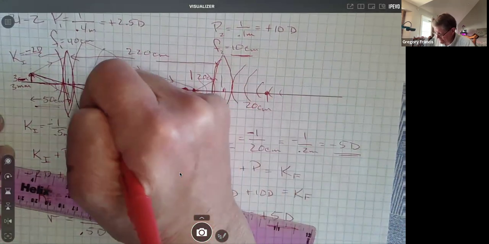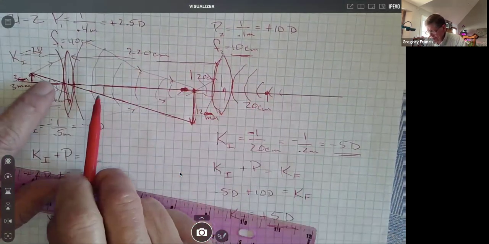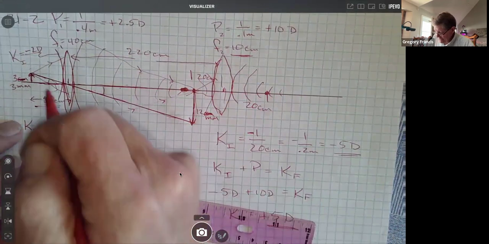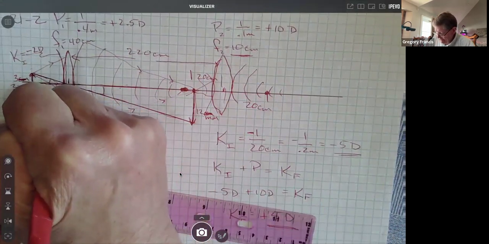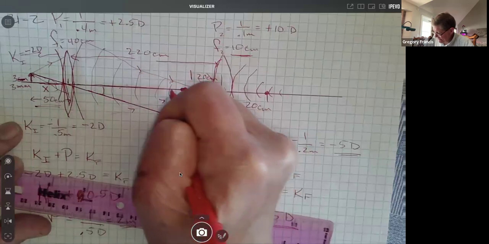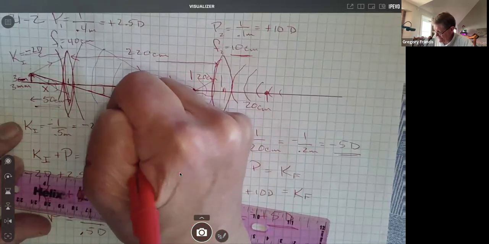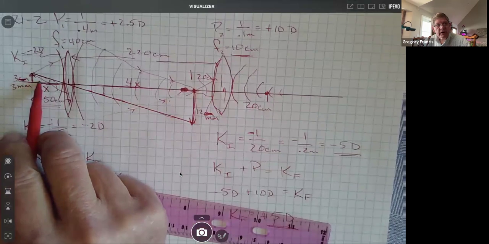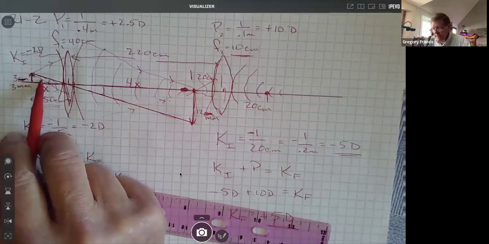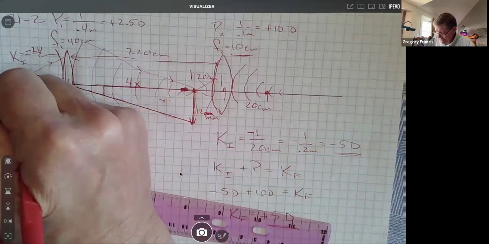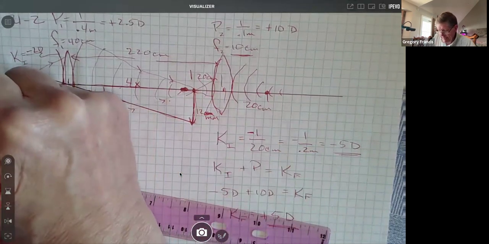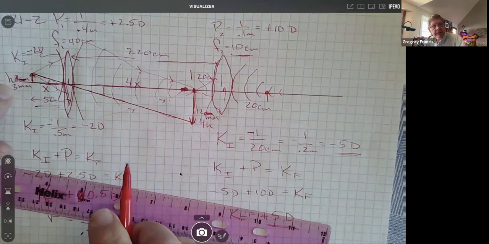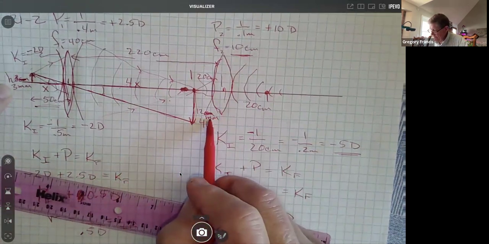And for similar triangles, triangles that have the same angles, the sides are proportional to each other. So if this distance is 50 centimeters, and this distance here is 4 times 50 centimeters, then all of the parts of this triangle are going to be 4 times bigger than all of the parts of this triangle. And so that means that if this is some height h, this is going to be 4h. And so since h was 3 millimeters, 4h is going to be 12 millimeters.